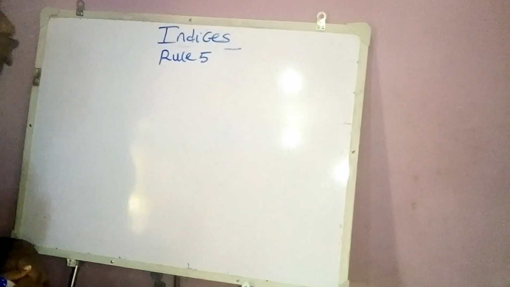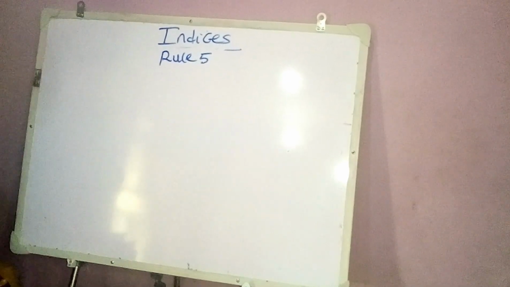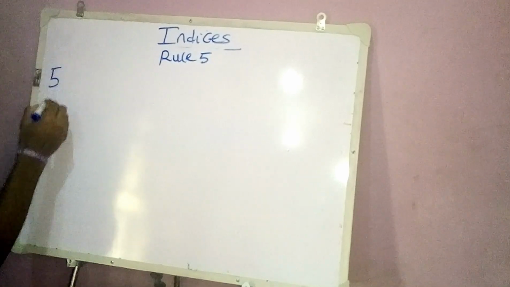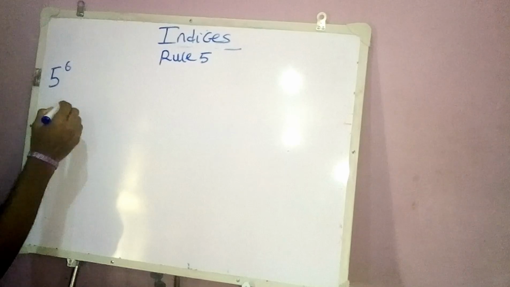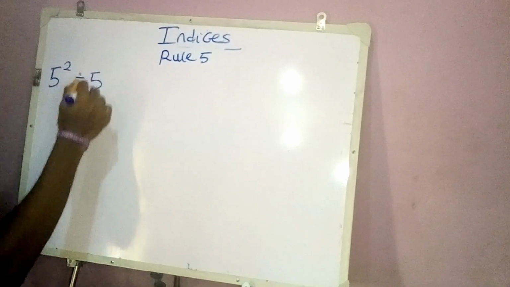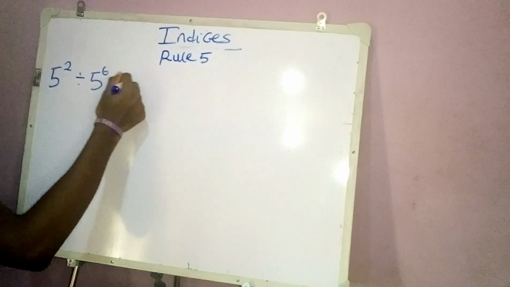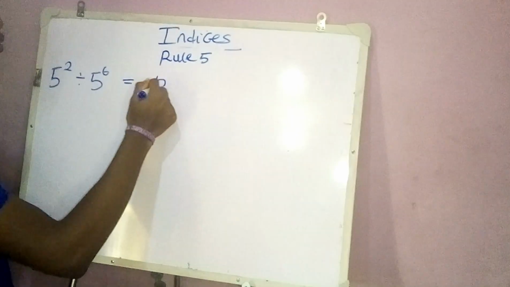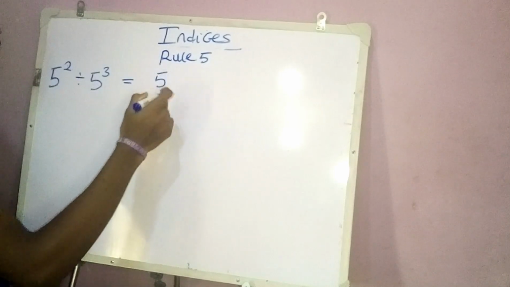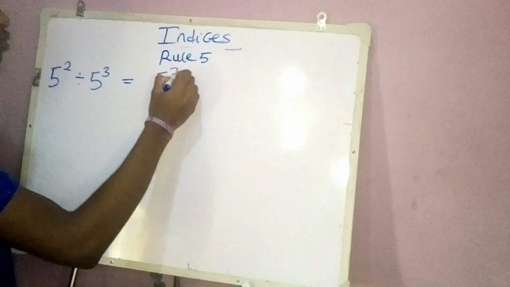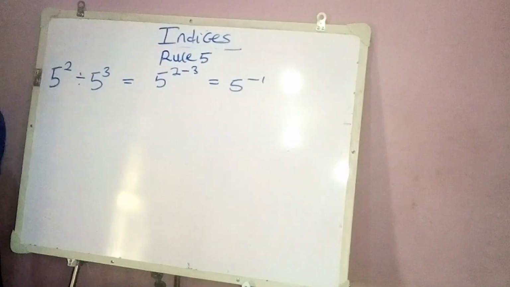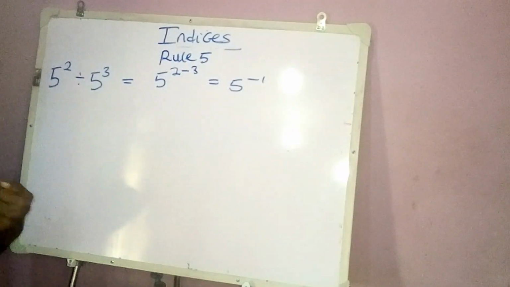Now, still from rule number 2, which is your division rule, if I have a case where I say 5 raised to the power of 2 divided by 5 raised to the power of 3, if you know your division rule, it is the same thing as me saying 5 raised to 2 minus 3, which is equal to 5 raised to the power of negative 1. Leaving this answer like this is not right.